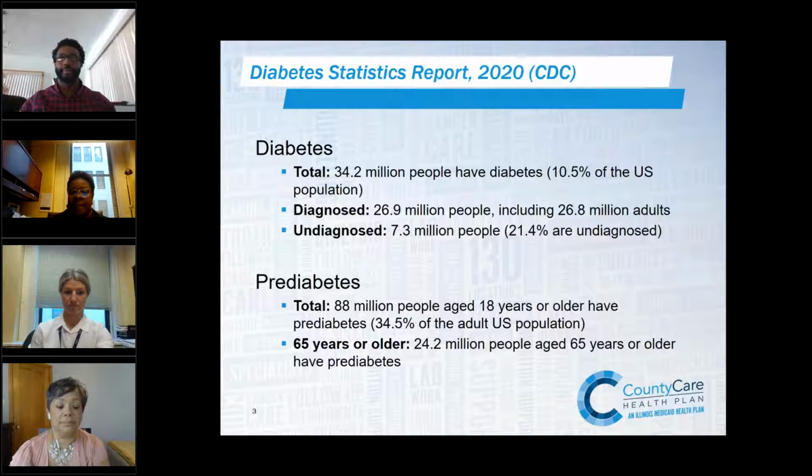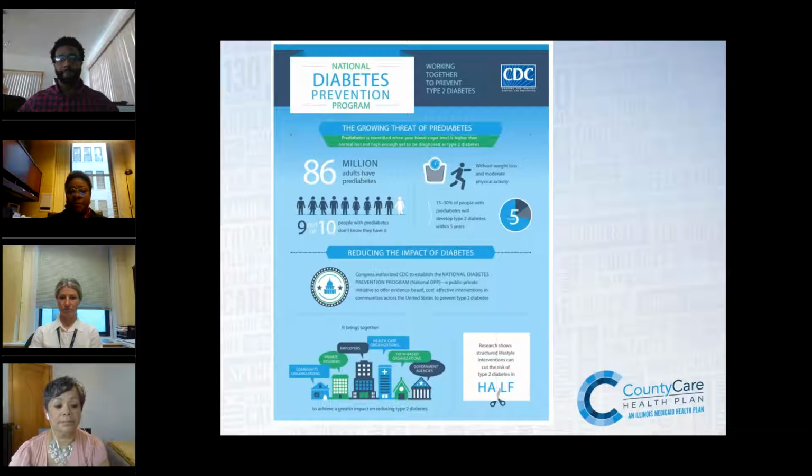Prediabetes, which is key because we know that if we prevent prediabetes or control it, we won't have those cases of diabetes. There are 88 million people aged 18 and over who have prediabetes, almost 35% of our US population. And the Medicare population that is 65 and older continues to grow, with 24.2 million people affected with prediabetes.